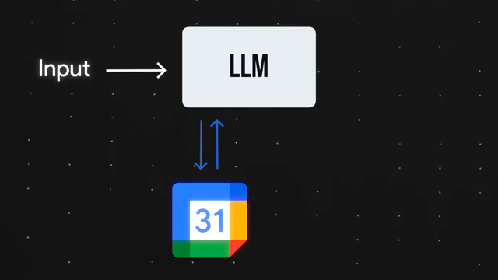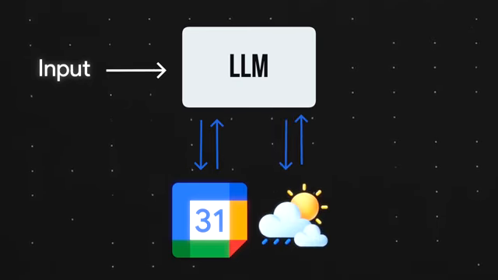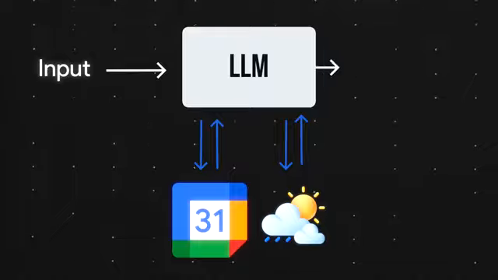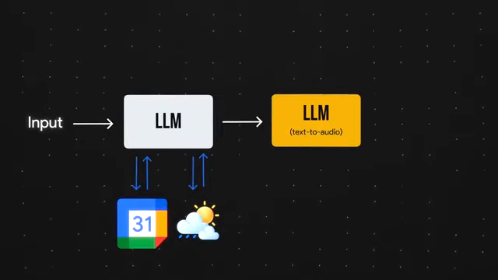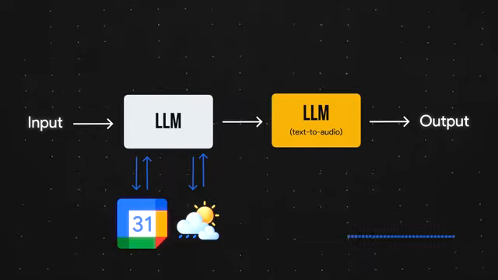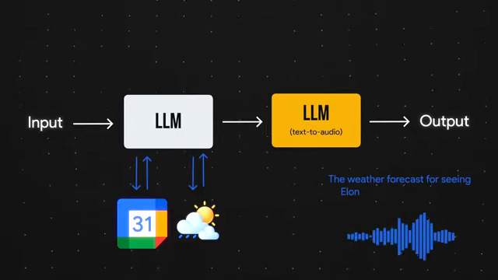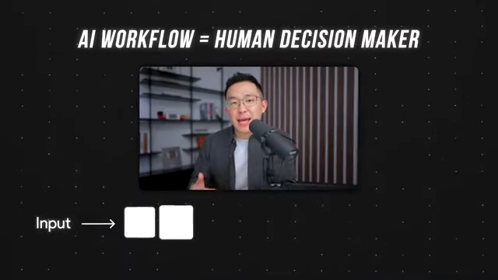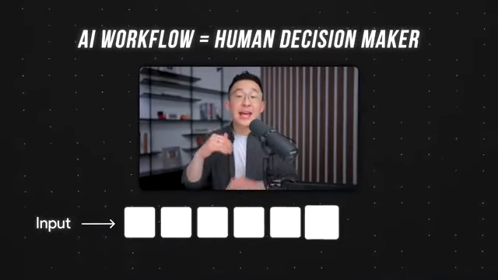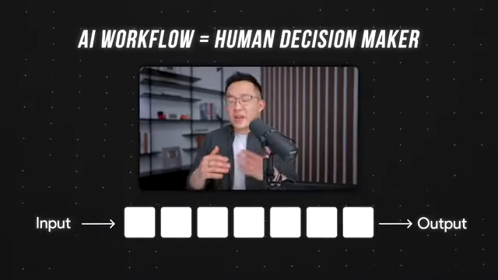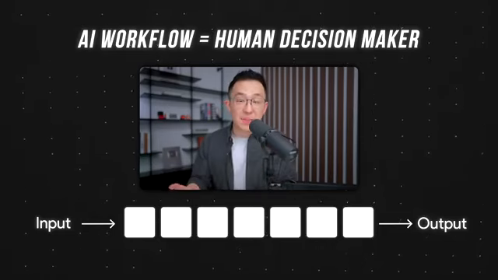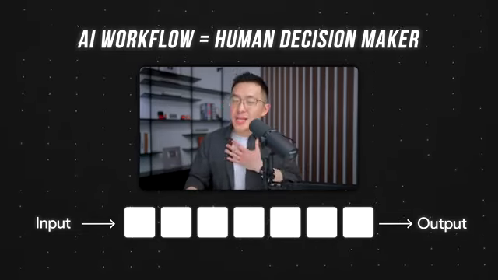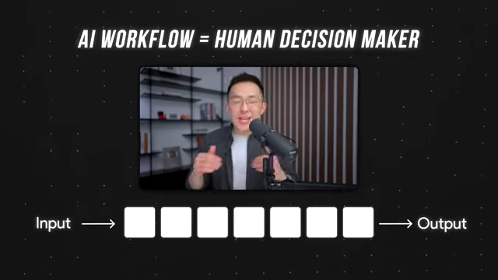Pushing my example further, what if I added more steps into the workflow by allowing the LLM to access the weather via an API and then, just for fun, use a text-to-audio model to speak the answer? The weather forecast for seeing Elon Husky is sunny, with a chance of being a good boy. Here's the thing. No matter how many steps we add, this is still just an AI workflow. Even if there were hundreds or thousands of steps, if a human is the decision maker, there is no AI agent involvement.